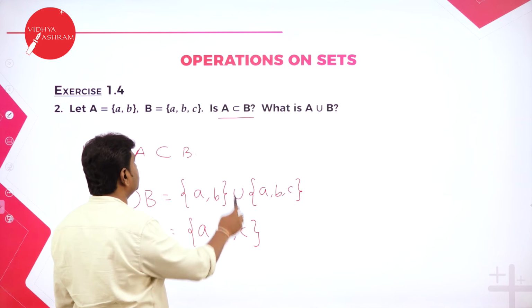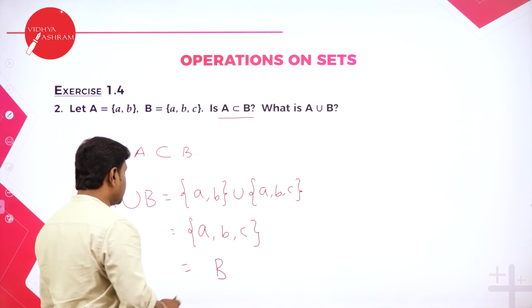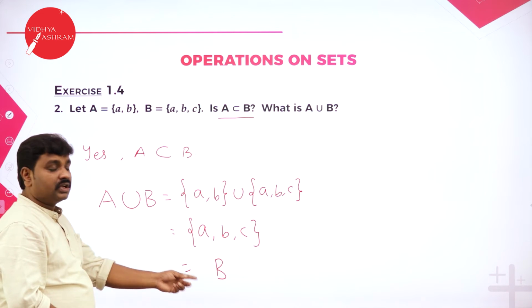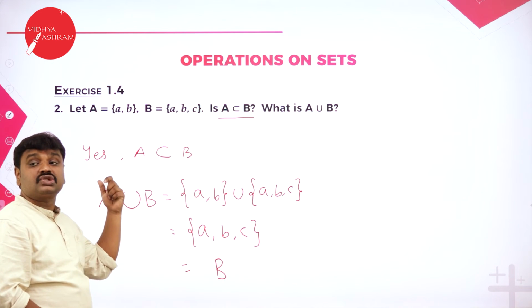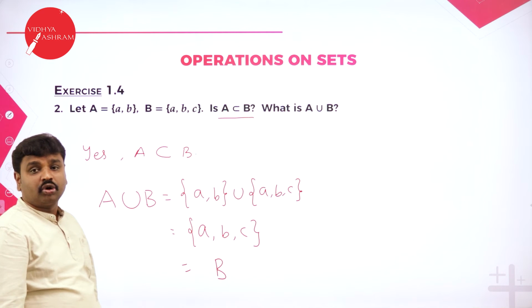If you see, what is ABC? ABC is same as B. So A union B gives you B because A is a subset. Subset union superset gives you superset. That's it. I hope all of you got this.